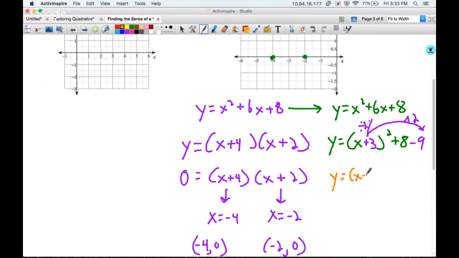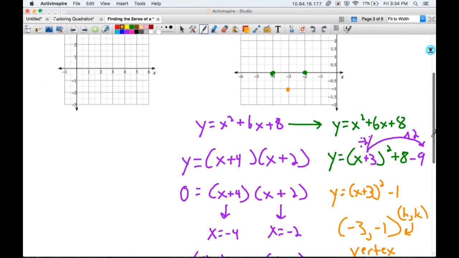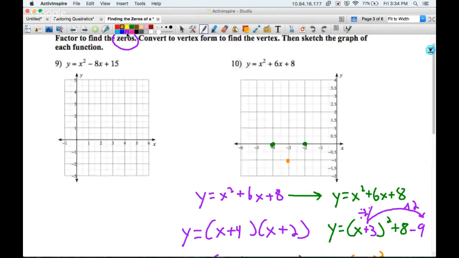Y equals x plus 3 squared minus 1. My vertex is at -3 comma -1. Vertex, h comma k. So now that I know that the vertex is at -3 comma -1, I can fill that in. And now with those 3 points, I could sketch the rest of my parabola.